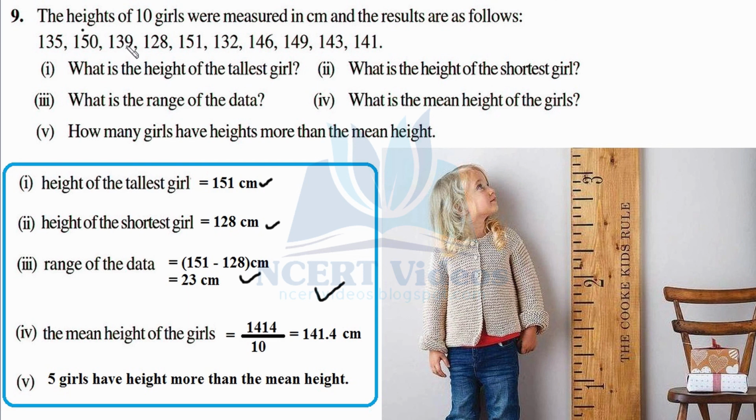139, less. This is less. This is more. This is less. This is more. This is again more. Well, 141 is less than 141.4. You have learned this in your previous chapter. Well, now we count the dots. 1, 2, 3, 4. And there's also 1 left here. So 1, 2, 3, 4, 5. Therefore, 5 girls have height more than the mean height. So that was the last part of question number 9, which was also your last question.